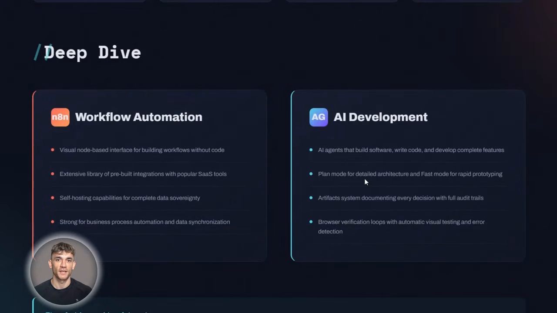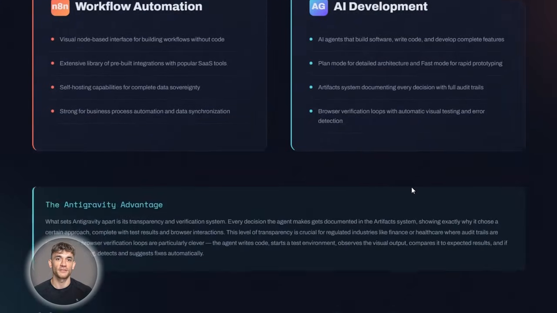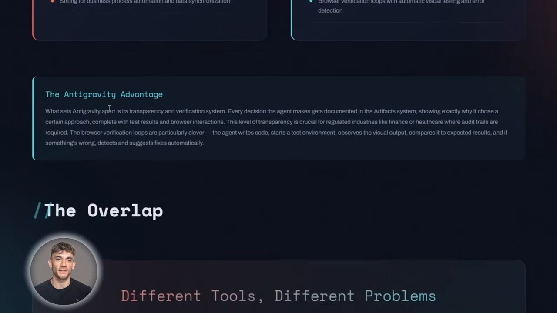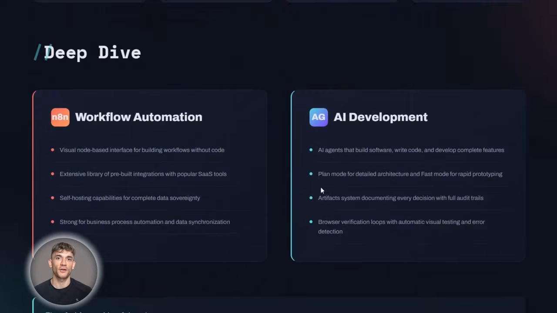One thing that surprised me about anti-gravity is the artifacts system. Every decision the agent makes gets documented. You can see why it chose a certain approach. You can see the test results. You can see browser interactions. This transparency matters, especially if you're in finance or healthcare, where audit trails are required.